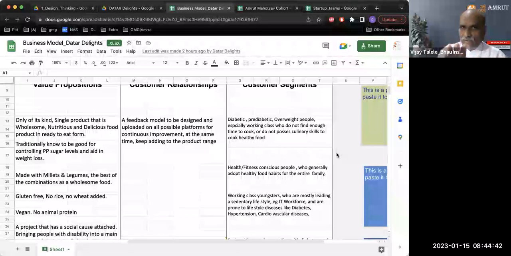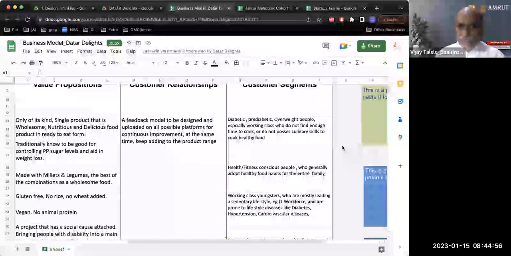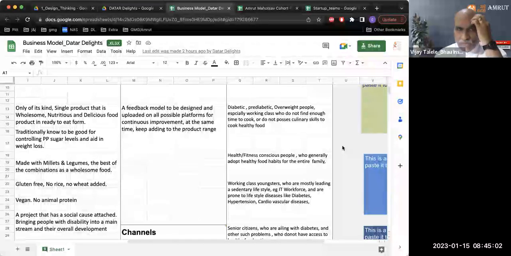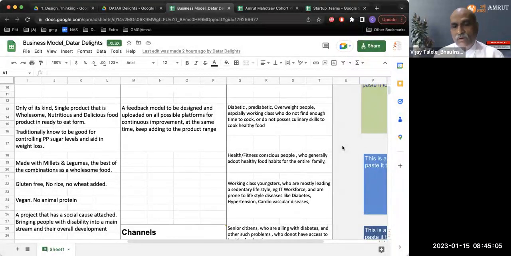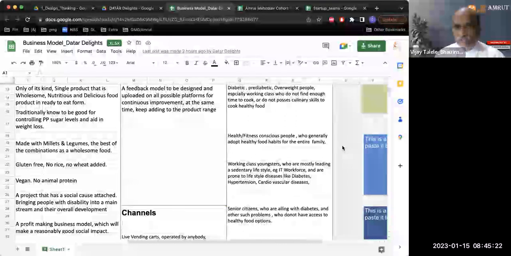Sure. No problem. Looking at it for the first time and understanding your value proposition, I personally feel the customer segments look well defined, because there are three different customer segments. Diabetic and pre-diabetic people can be across any age group, whereas health and fitness people have a specific need, and that's where you are targeting. The working-class youngsters are not diabetic and not necessarily health fit, but it could still be a quick bite, and some of those things will come into the picture.